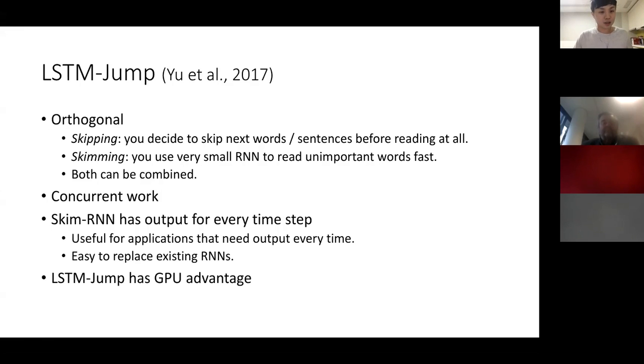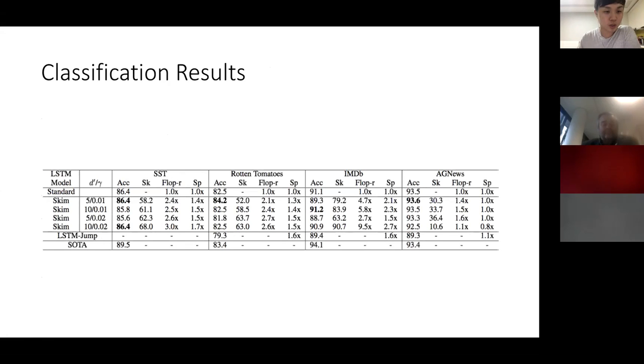And then of course, schema-RNN has output for every time step also. This is another advantage of schema-RNN because with LSTM jump, if you're skipping words, then you will not have outputs for those skipped words. Although LSTM jump has some GPU advantage. So let's now go into the experiments.